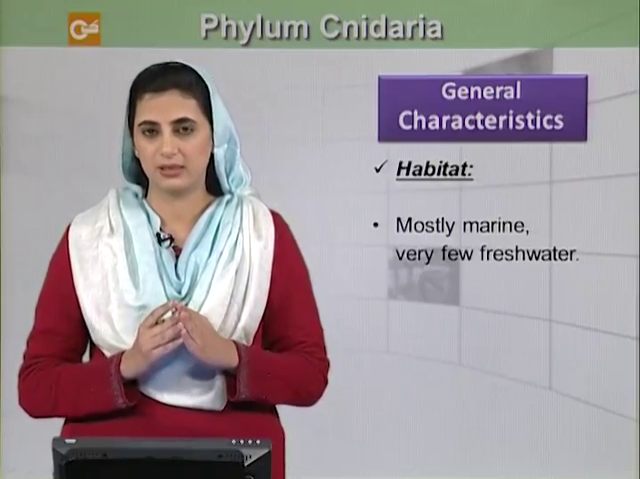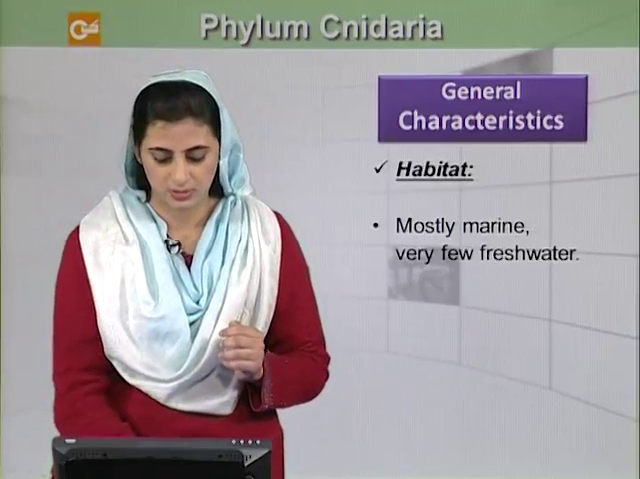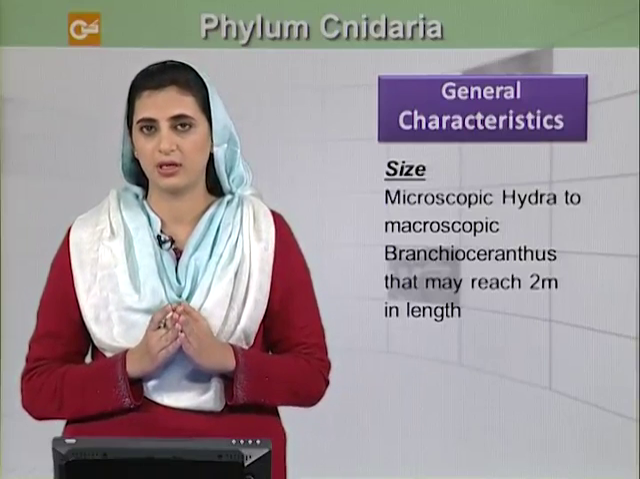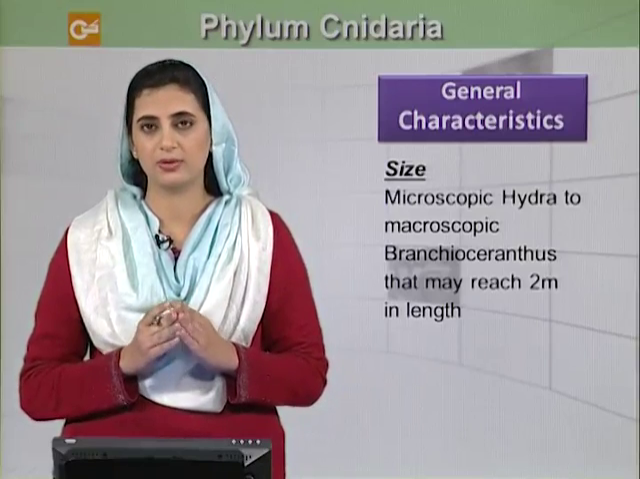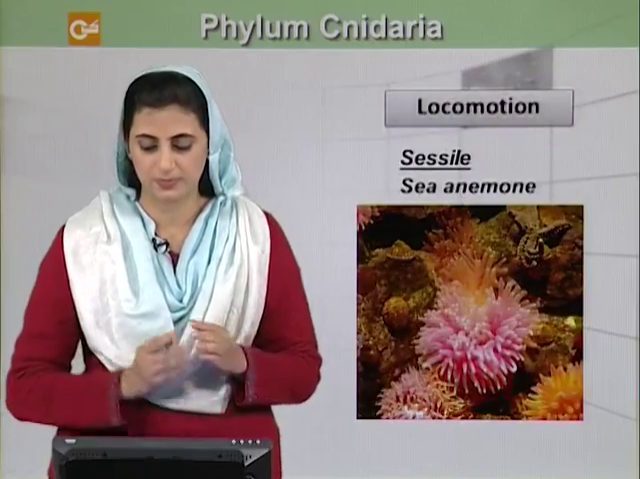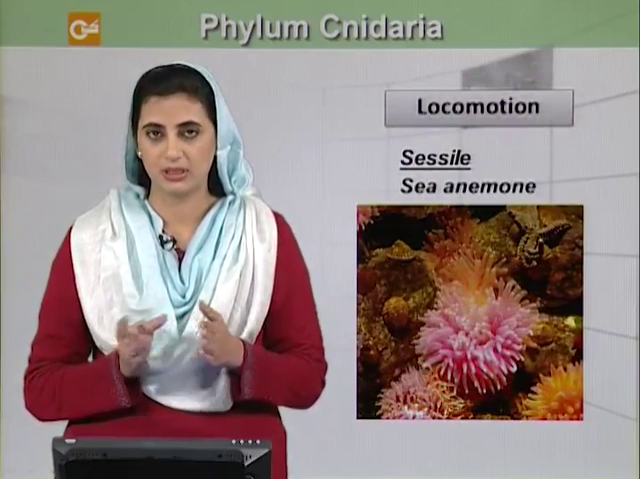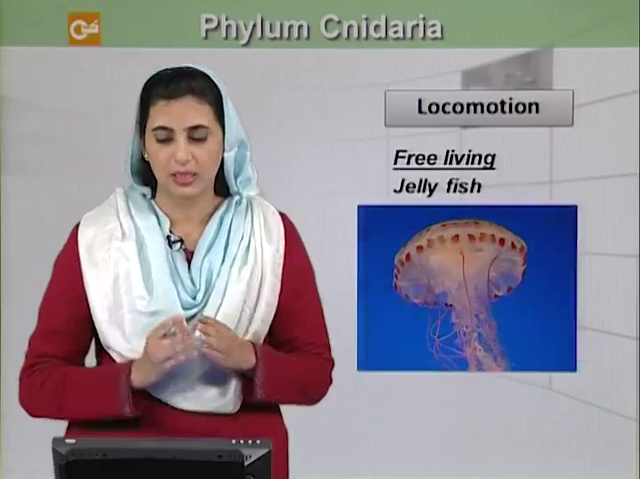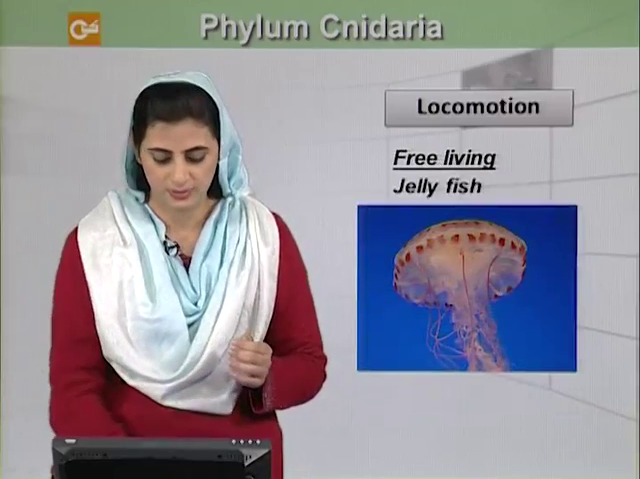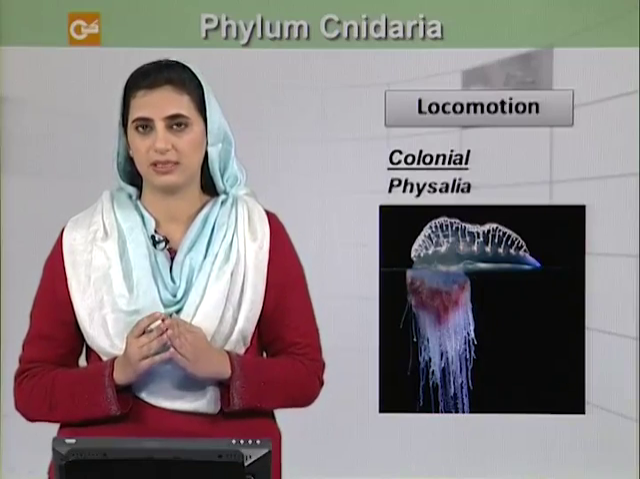They are mostly marine in their habitat, while there are some species which are freshwater inhabitants. And about their size, they range from microscopic hydra to macroscopic forms, which may reach up to 2 meters in length. And about their locomotion, there are some species which are sessile, for example sea anemone, and some species which are free living, for example a jellyfish. And then there are some species which are colonial, for example Physalia.